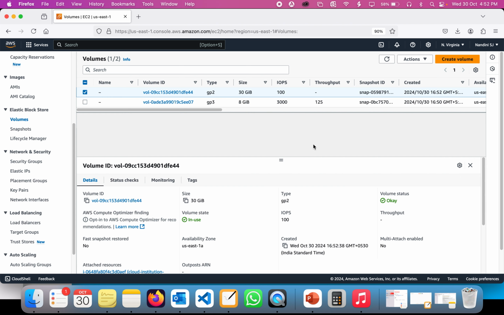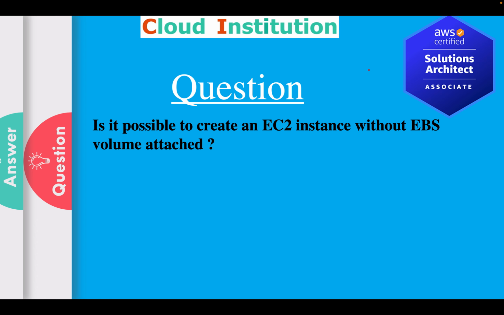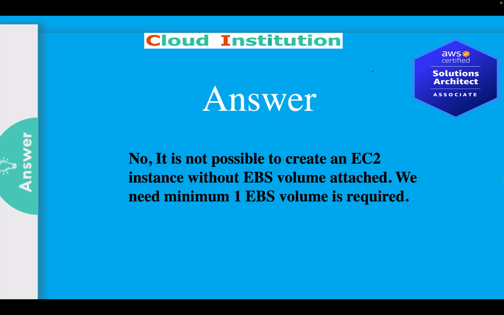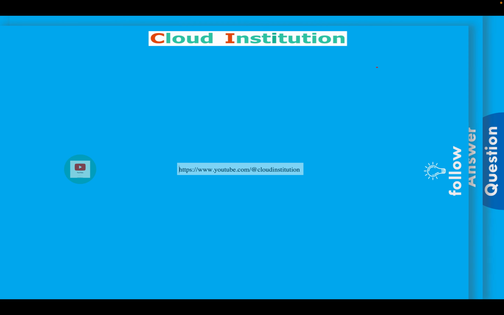So now the answer to the question that was asked: is it possible for you to create an EC2 instance without an EBS volume attached? The answer is obviously no. It's not possible to create an EC2 instance without an EBS volume attached. We need a minimum of one EBS volume. So this is the answer.